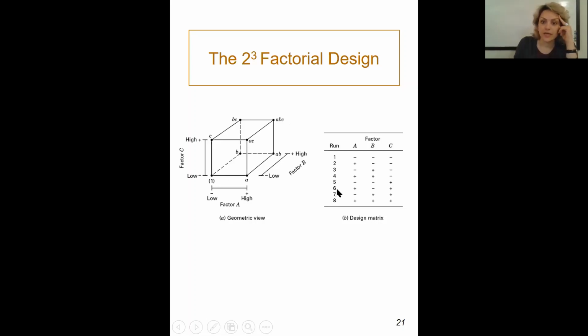Run number 6 here is like that A is positive, B is negative, and C is positive. So what I'm going to do is that A is positive, so I'm looking for this surface, and then B is negative. It means that I'm looking at the front one, the one closer to me, because B is negative. And then C is positive. It means that I'm looking for the top one, because C is positive.